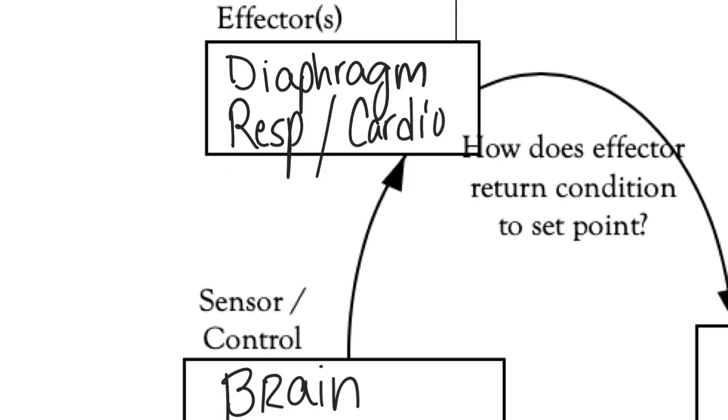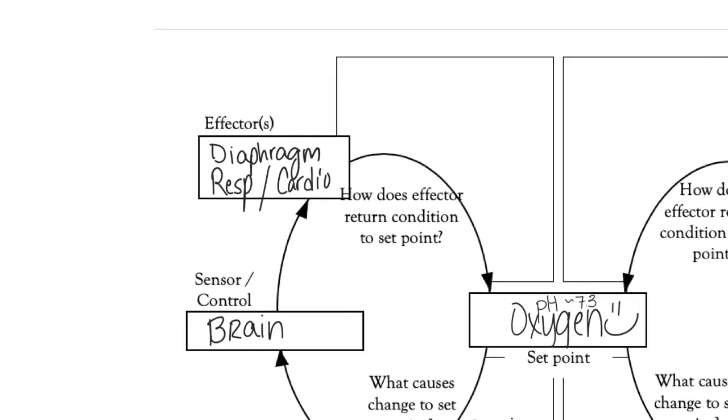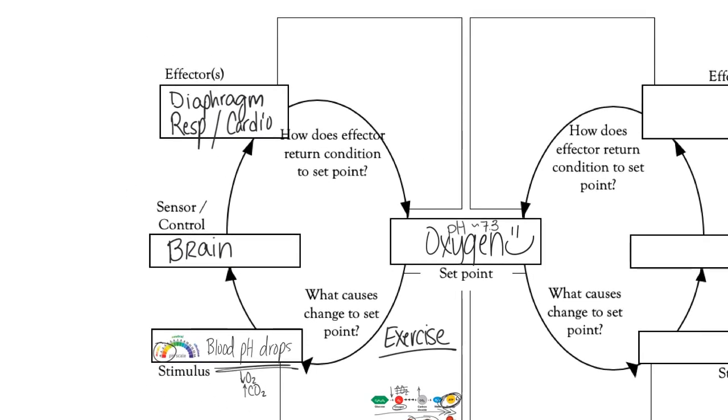So the brain says, we don't have enough oxygen. So what are you going to do to bring it back? How does the effector return the condition to set point? This is easy. Think about this one through. If you exercise and you have low oxygen, how do you get more? You breathe faster.